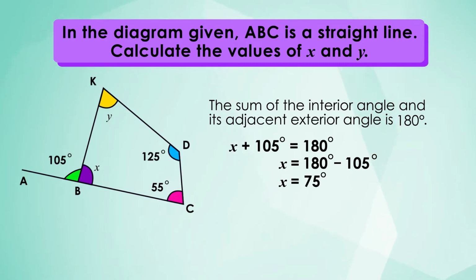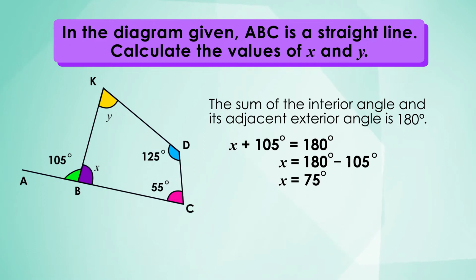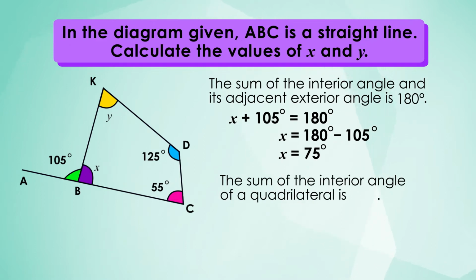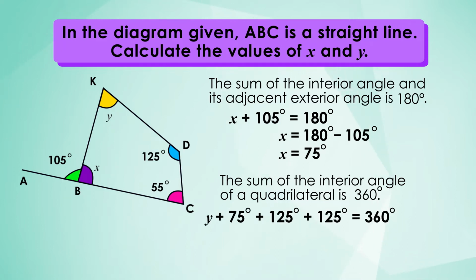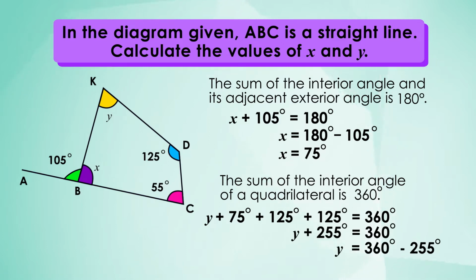Next, to find y. We already know that the sum of interior angles of a quadrilateral is 360 degrees. So, we can find the value of y by subtracting the sum of all the interior angles with 360 degrees. Hence, the value of y is equal to 105 degrees. Isn't that easy?